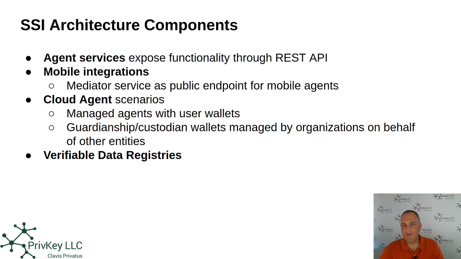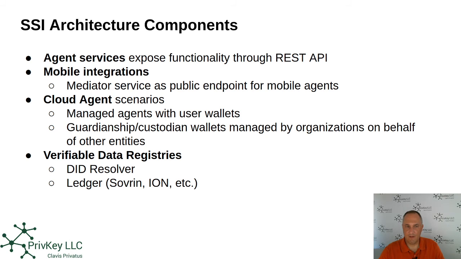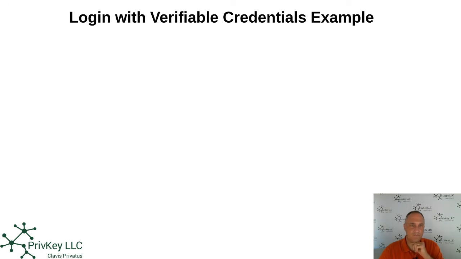And then you finally have the actual blockchain, which is the verifiable data registries. This is where the DIDs get resolved, for example. And this is what we call the ledger itself. You have Sovrin, which is one of them, using Hyperledger. ION is its own platform that runs on top of Bitcoin or gets verified by the Bitcoin blockchain. And you have others out there like Ethereum also in this game.